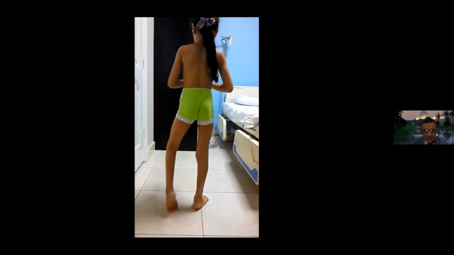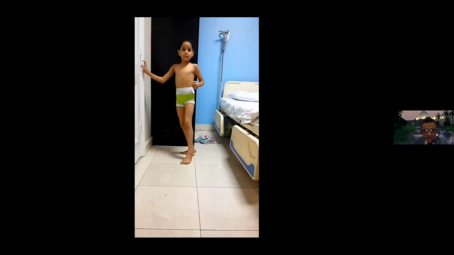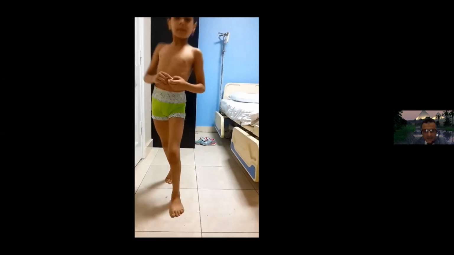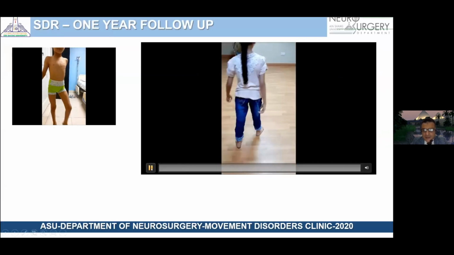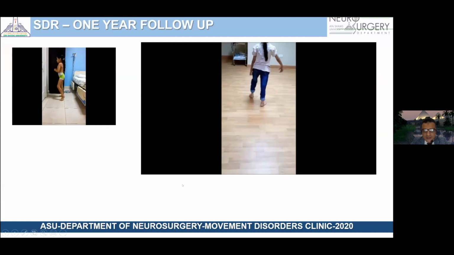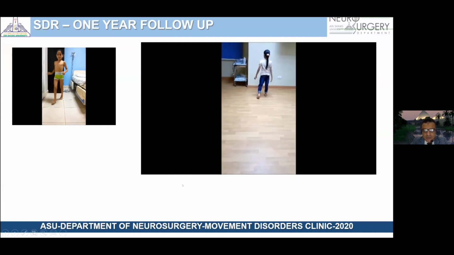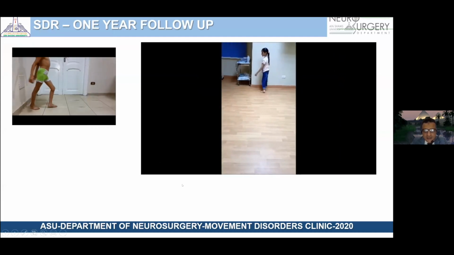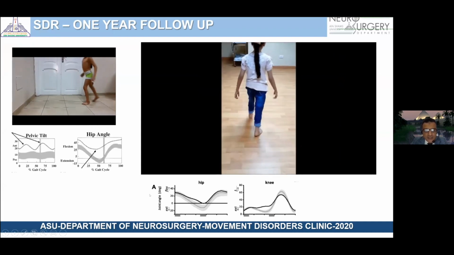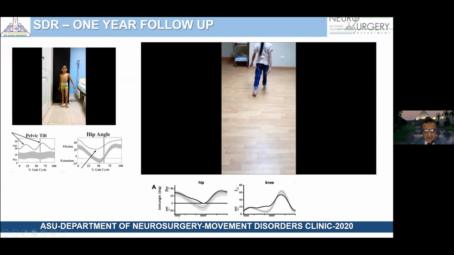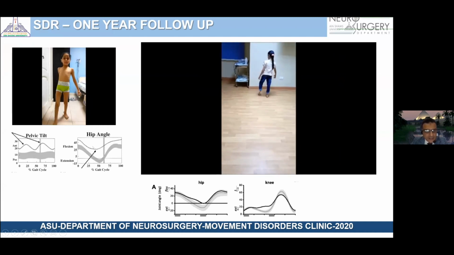And this case is an 8-year-old girl with stiff knee gait pattern and equinus gait. And this is just 6 months, I think, after the surgery. She has good reciprocation, good knee flexion in mid-swing phase, good heel contact on the ground, and a more stable gait. And these are the curves from the gait lab.